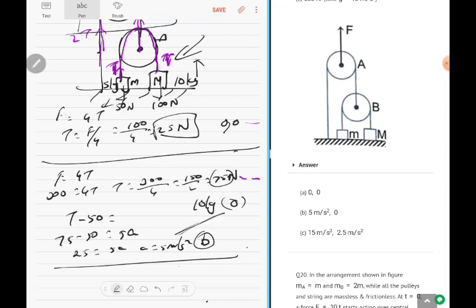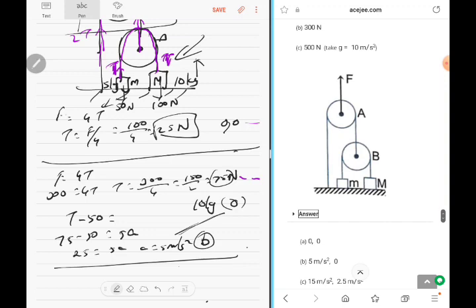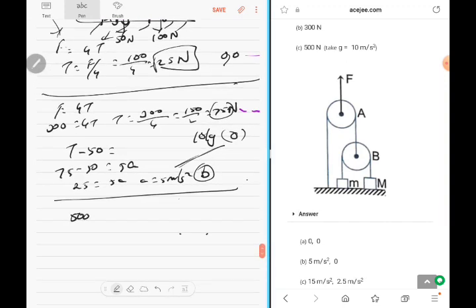And so the next case is when it's 500 Newtons. Obviously this force is going to become 500. 500 is equal to 4T. T is equal to 500 by 4, which is 125, which will be sufficient to lift both small m and capital M.